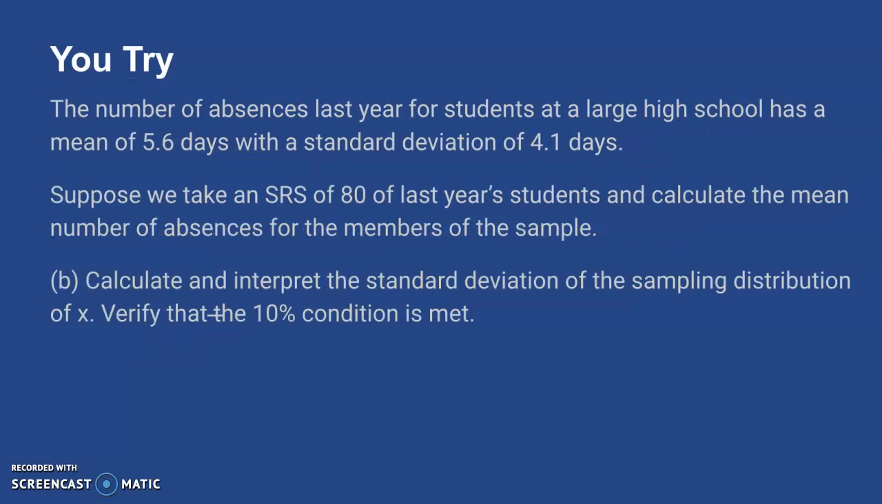All right, same problem, different question, part B. Calculate and interpret the standard deviation of the sampling distribution of x bar, and of course be sure to verify the 10% condition is met. Oh, and the bar from the x seems to be between the word "that" and the. It should be on the x.